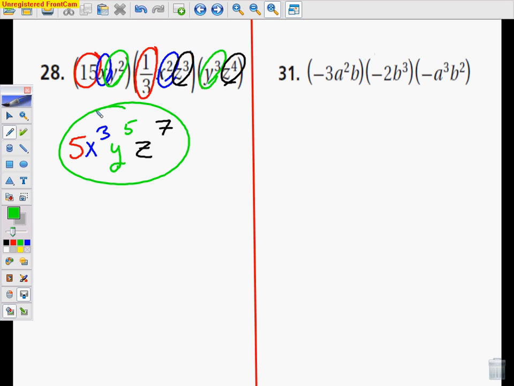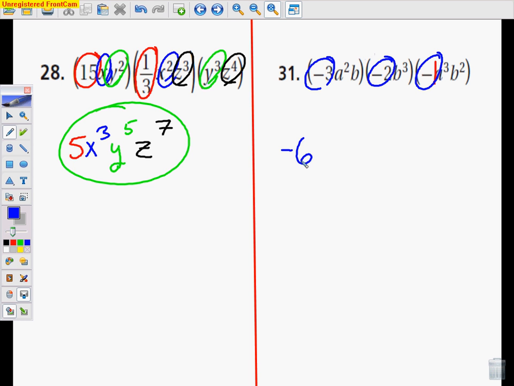All right, same thing here with number 31. Number 31, though, one thing I would like to caution you on. You see this negative sign right here? What is the coefficient that goes along with that? That's a -1. I would suggest that you put that in there so that when you multiply your coefficients together, you know you have a -3, a -2, and a -1 that you'll be multiplying. So when you multiply all of those together, you get -6.